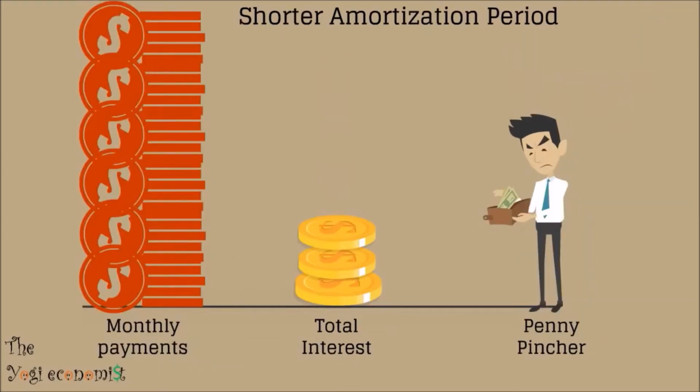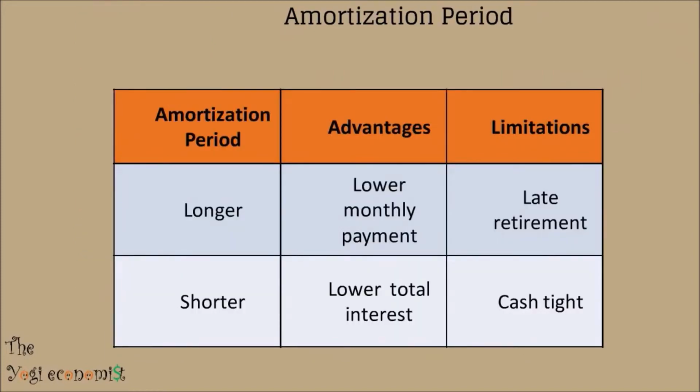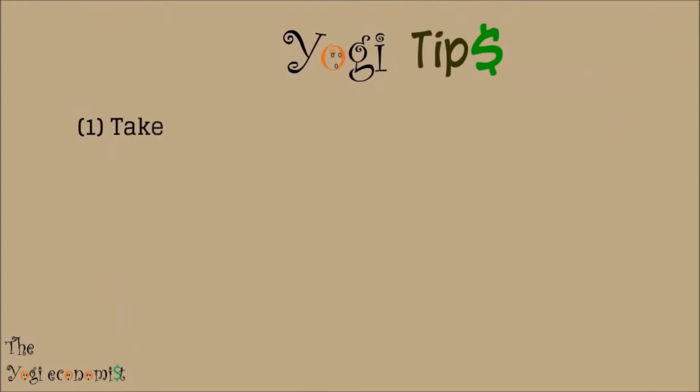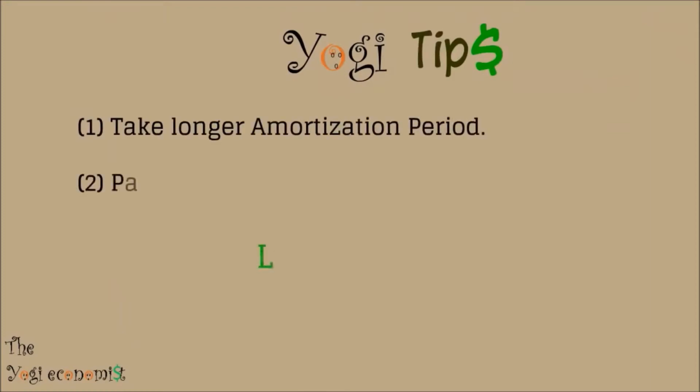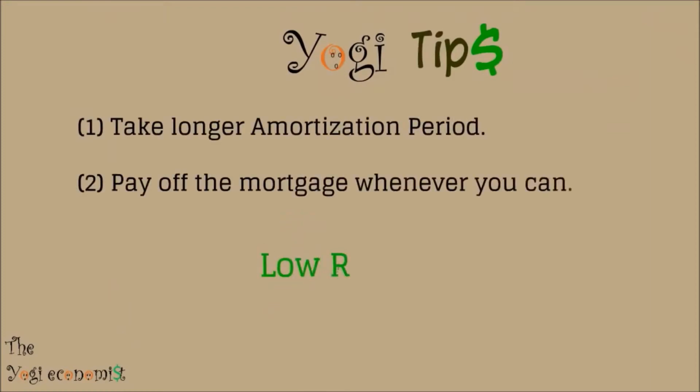A shorter amortization period will save lots of money towards the total interest. But, the monthly payment will be higher. You might end up living as house poor. Both longer and shorter amortization periods have their advantages and limitations. Living as a house poor, or taking a late retirement is your option. It is prudent to take a longer amortization period and pay off the mortgage with savings. This will reduce amortization period and the total interest.